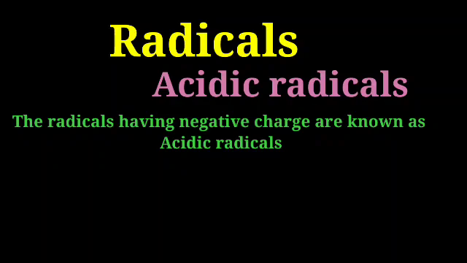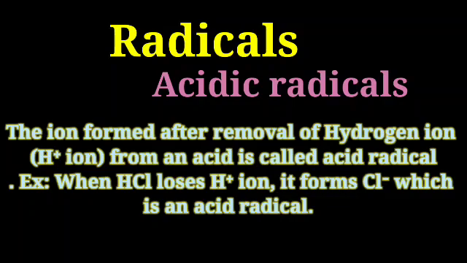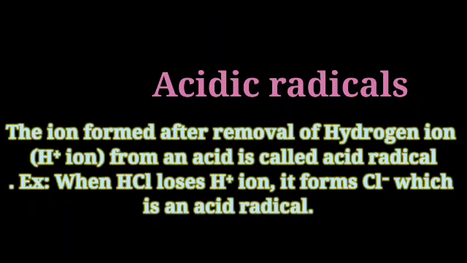The other definition is that the ions formed after removal of hydrogen ion from an acid are called acidic radicals. For example, when HCl loses H plus ion, it forms Cl minus, a negatively charged anion, which is called an acid radical. Why is it called acid radical? Because it is obtained from acid. That's why we say all negatively charged particles are called acidic radicals.